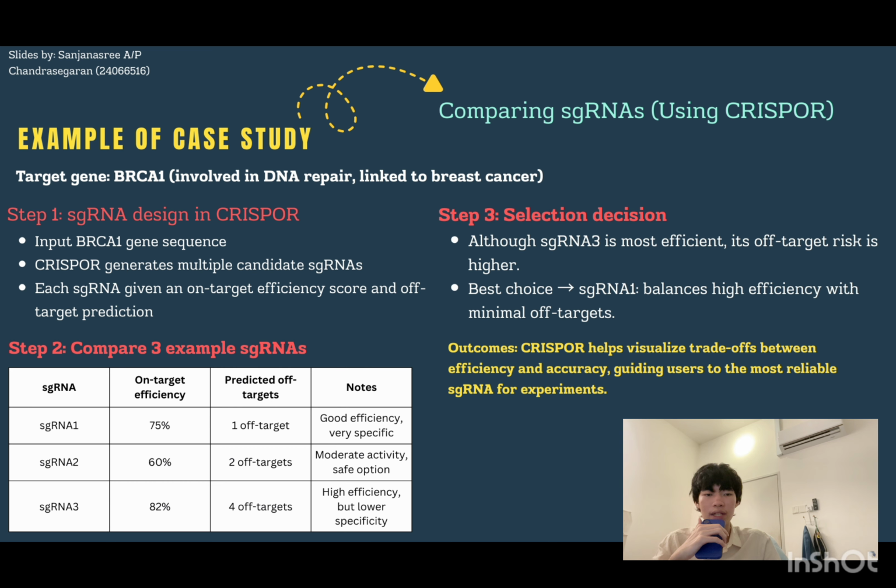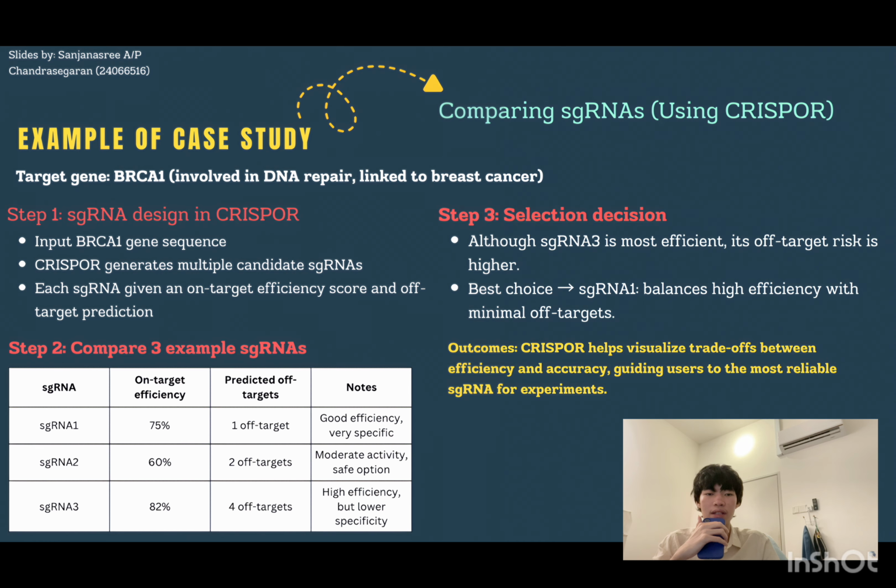Step 2, three sgRNAs are compared. sgRNA 1 has 75% efficiency and only one off-target, meaning it is very specific. sgRNA 2 has 60% efficiency and 2 off-targets, so it is safer but weaker. sgRNA 3 has the highest efficiency at 82%, but it also has 4 off-targets, which makes it more risky.